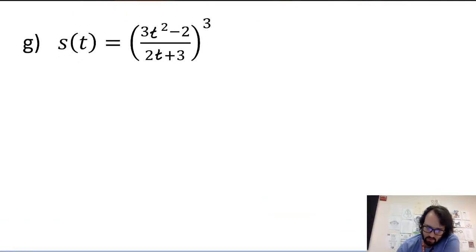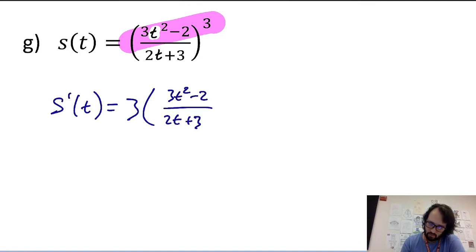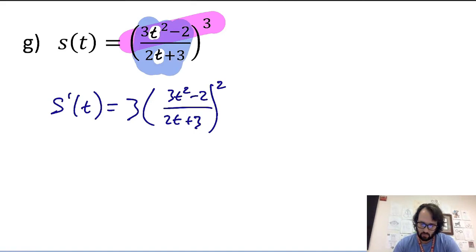So again, what I see, the biggest function, is that I have that cubic on the outside. So I need to do the chain rule first with this one. So s prime of t is 3 times (3t squared minus 2) all over (2t plus 3), to the second, using the power property with that big thing. Then as I look inward, I have my quotient property. So with my quotient property, I'm going to have to do low d high minus high d low all over low squared. And then I will be done.